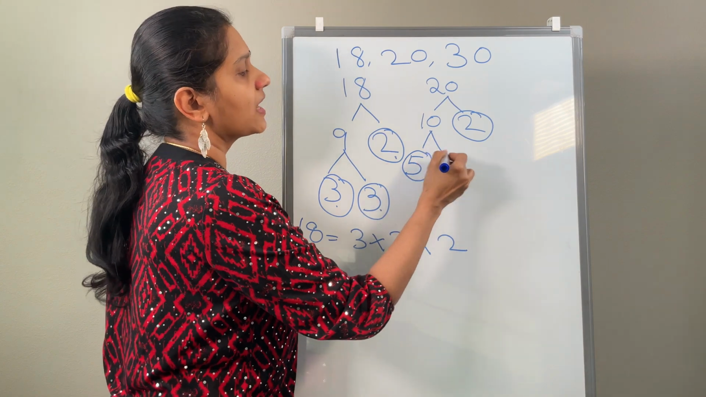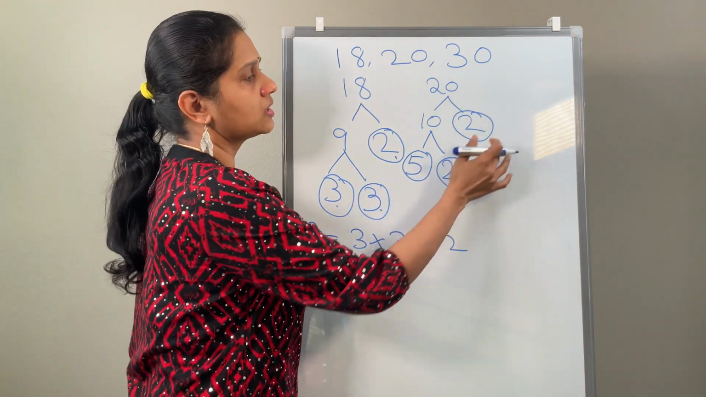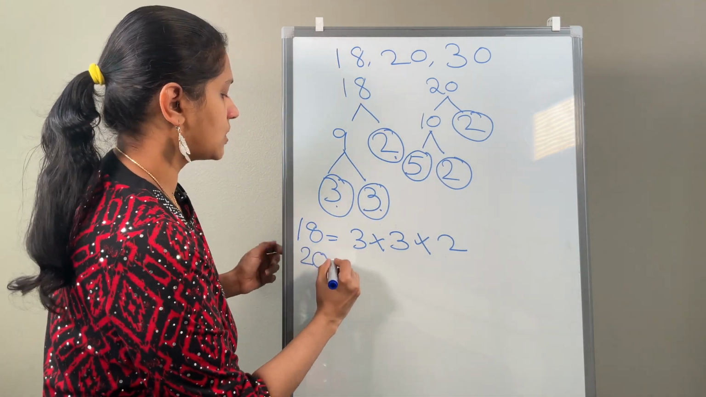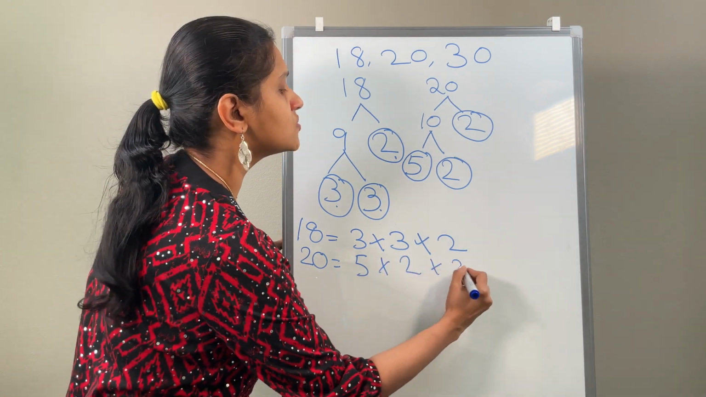The number 5 as well as number 2, they are all prime numbers. So all these are prime numbers. So the prime factorization of 20 will be 5 times 2 times 2.